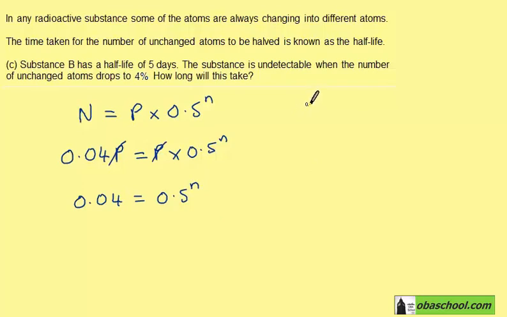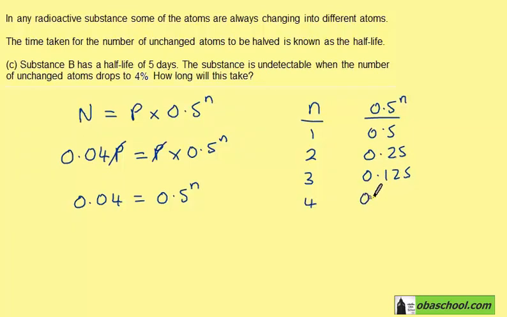So let's look at what happens to 0.5 to the n. If n is 1, it's 0.5. If n is 2, it's 0.25, 0.5 squared. For n is 3, it's 0.125. For n is 4, it's 0.0625. Still not quite as far as 4%.